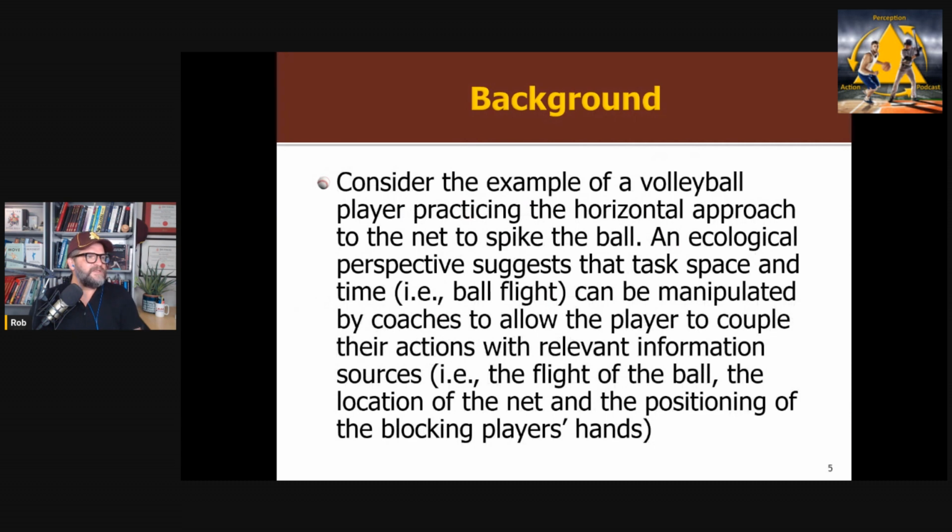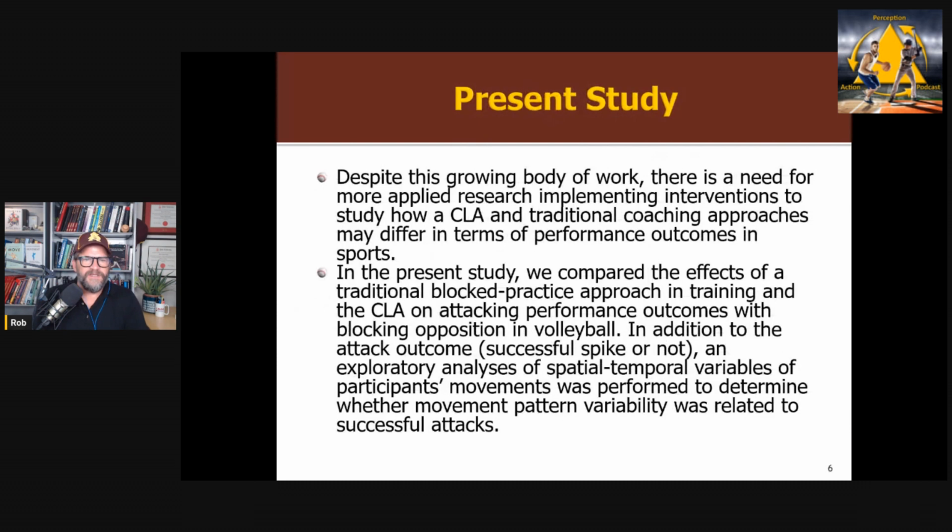Okay, so they're talking about volleyball attacking, the horizontal approach to the net to spike a ball. We can manipulate various constraints: the ball flight time, the angle, the location of the blockers, and so on. If we carefully manipulate these, we can see how the skill emerges in the face of these constraints. So, here's what they're going to do in the present study.